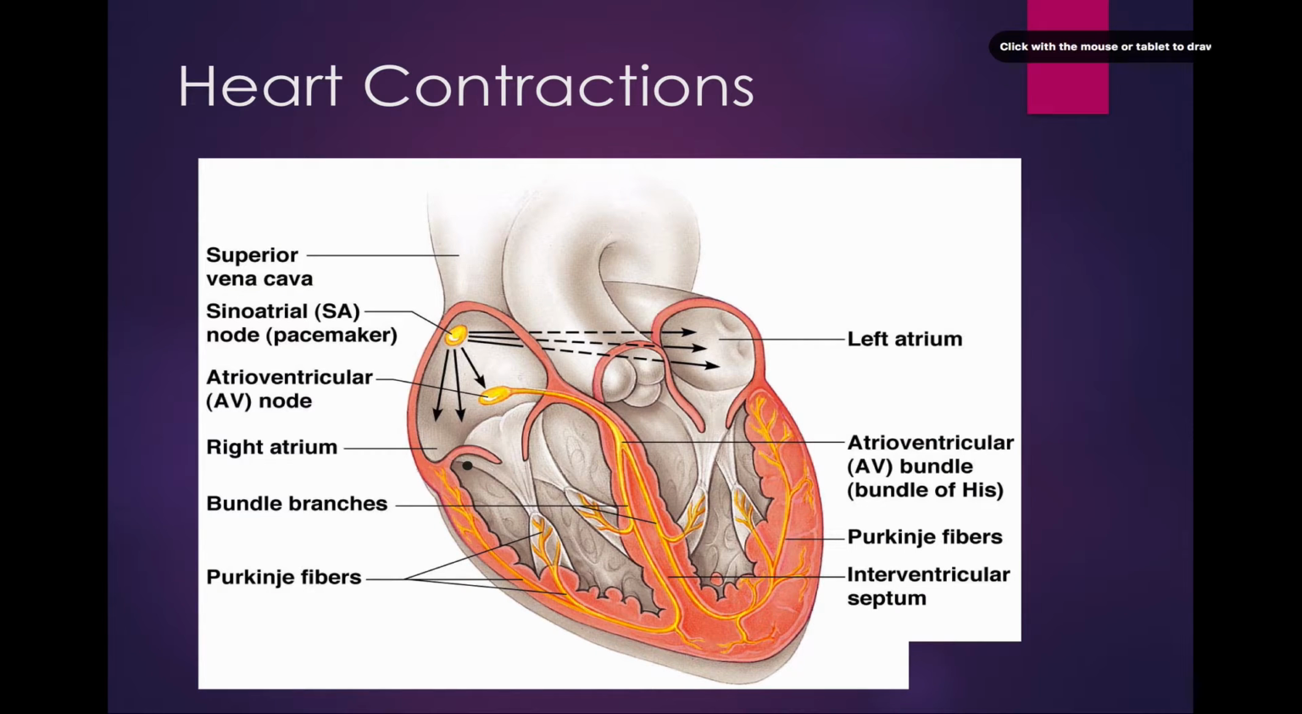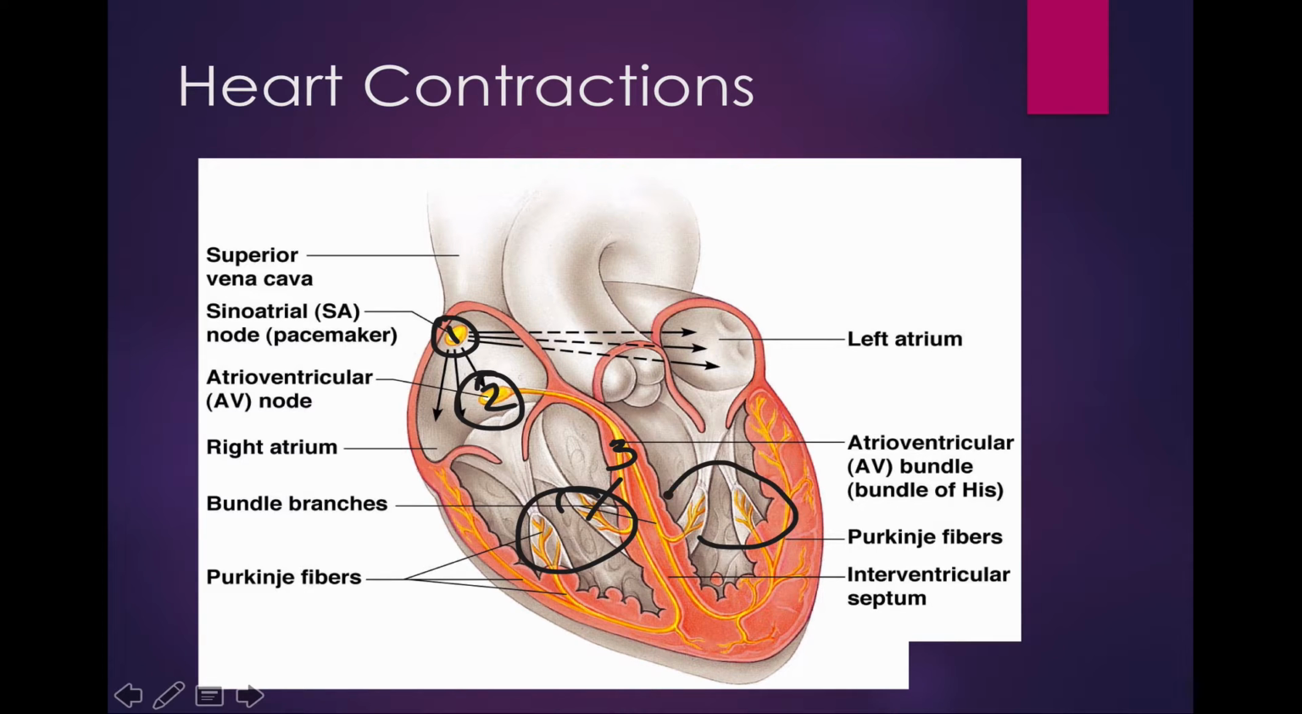So again, you're going to start at the SA node, then you're going to move to the AV node, then at that point your atria will contract. You'll go to the AV bundle. Well, I guess your atria are contracting here, so you have your AV bundle. Then you have your Purkinje fibers, or I sometimes call them Purkinje plexus, but fibers is the same thing. And that's basically how your heart is going to beat.